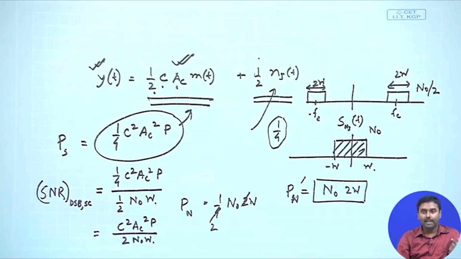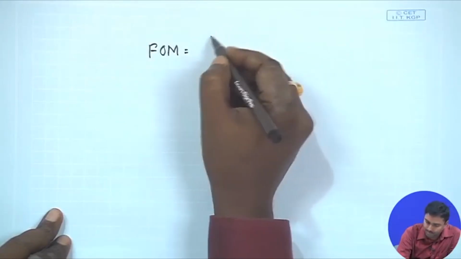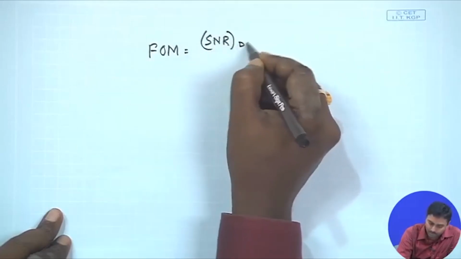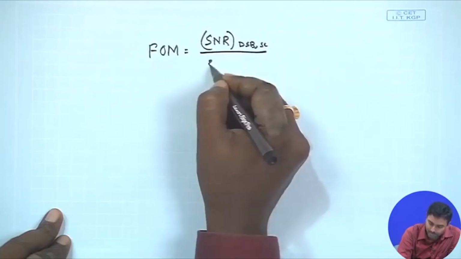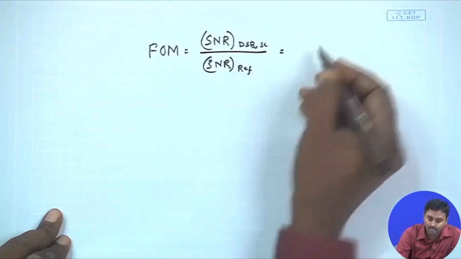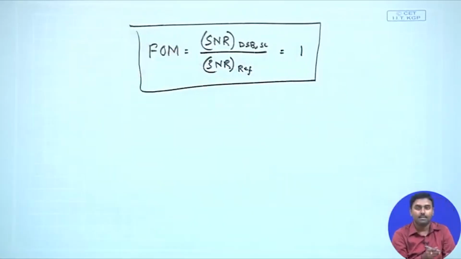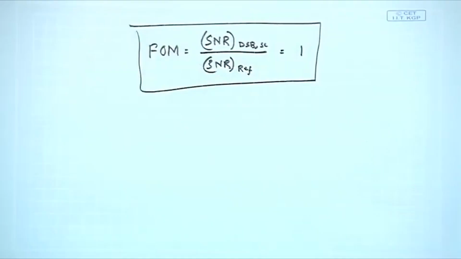If you go back and check, the reference SNR was exactly the same. The expression was exactly the same. Therefore, the figure of merit must be the SNR for DSB-SC divided by the SNR of the reference, because they are exactly the same. So, it should be 1. So, for DSB-SC, in presence of noise, it gives me no degradation or no advantage compared to baseband transmission. This is something we have understood.